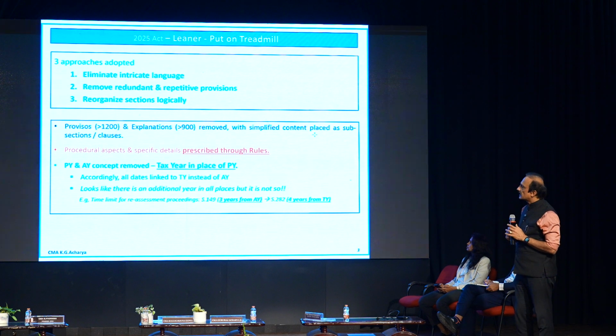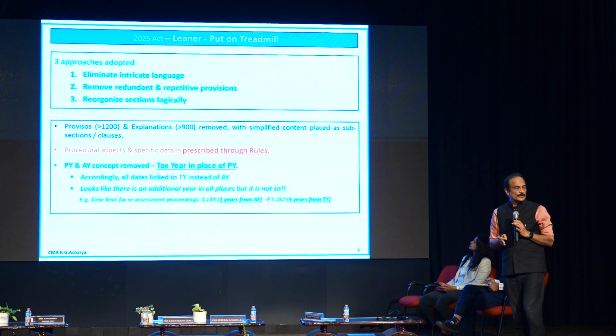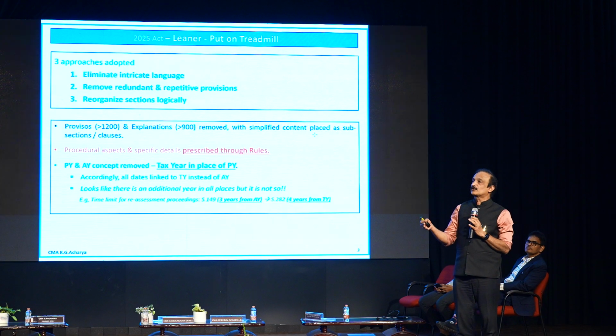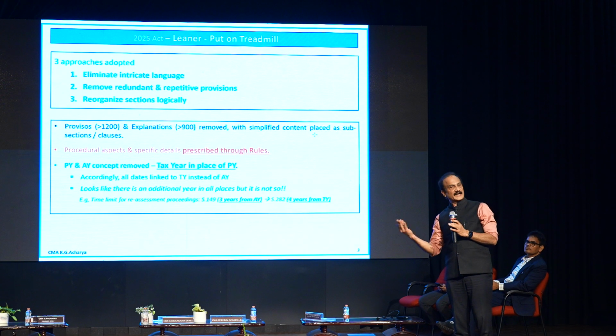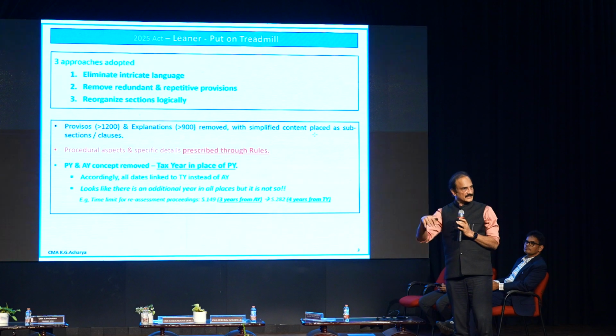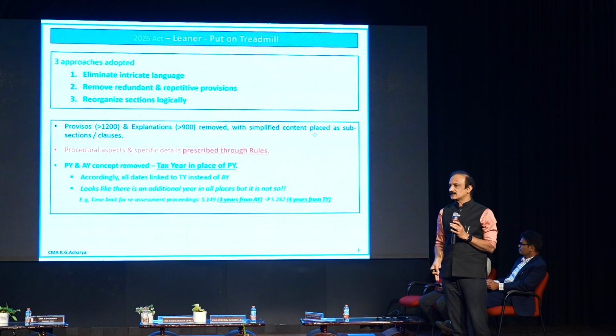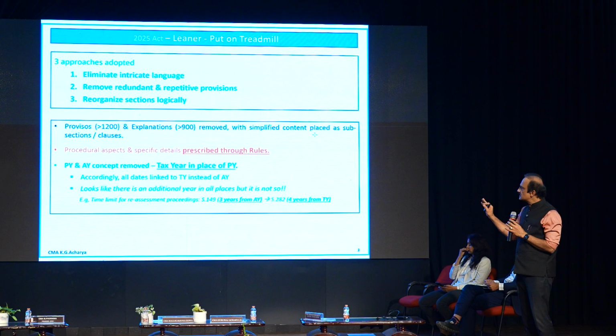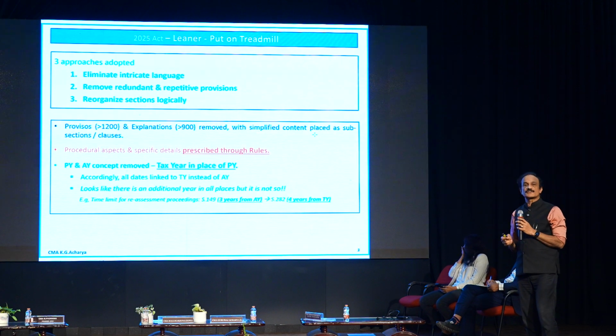The previous year and assessment year concept is removed; tax year is in place of previous year. That is the best thing that has happened. We don't have to be confused, because whenever I told my assistant to go and get the 25-26 file, he used to get me the financial year 25-26. Then I had to tell him that 25-26 means assessment year. Now there is no such confusion. Everything will be tax year. Accordingly, all dates are linked to tax year instead of assessment year.